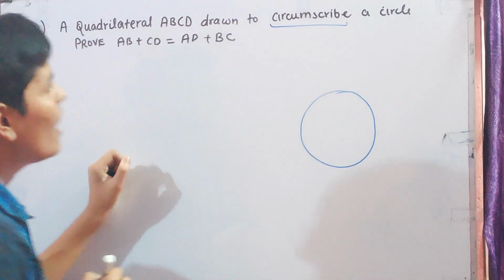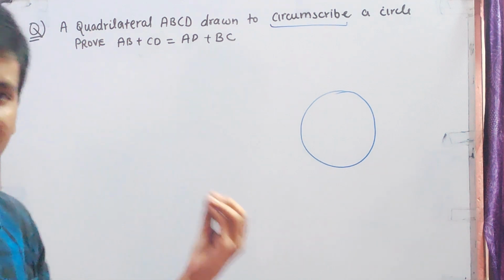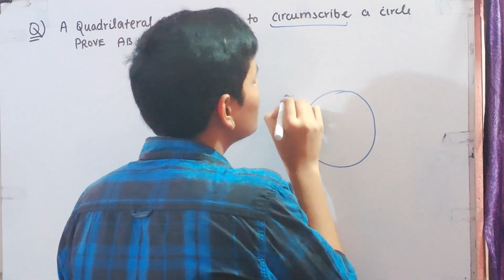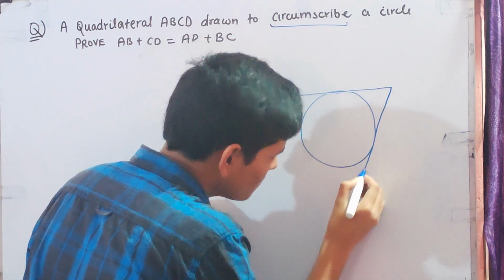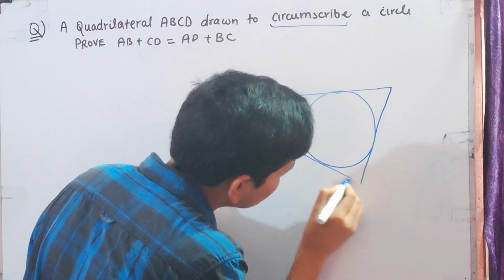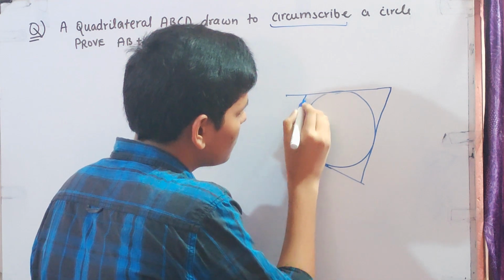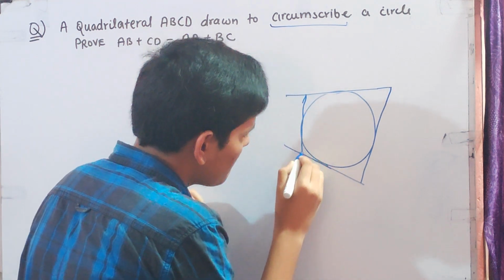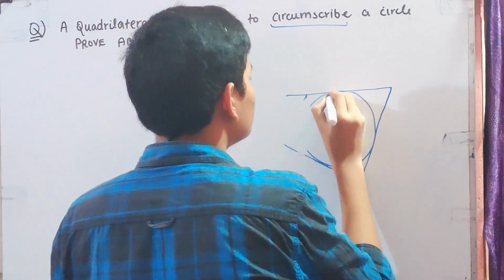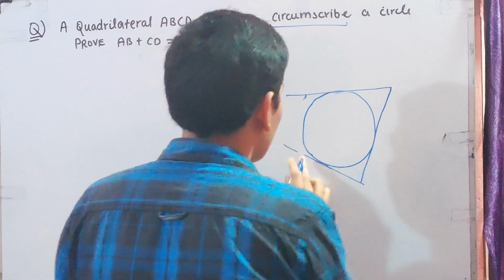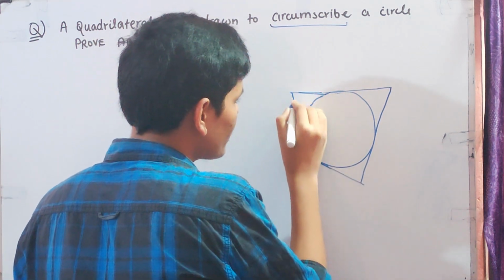Now we have to draw a quadrilateral. Since they did not mention any specific quadrilateral, we can take any random quadrilateral. So let it be something like this. Okay, let us change this thing. Hence, this is our quadrilateral for now.